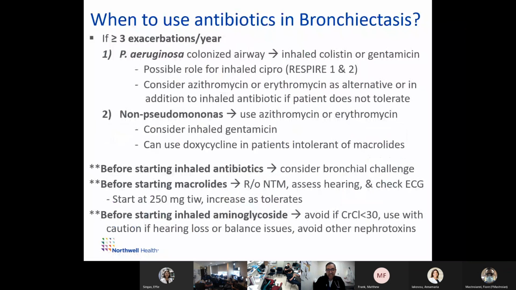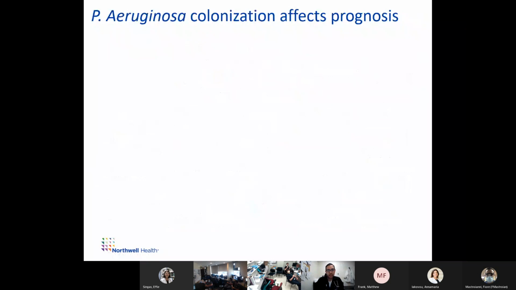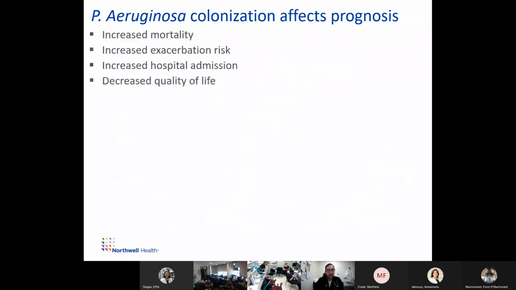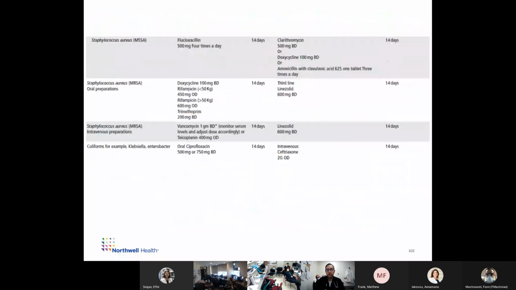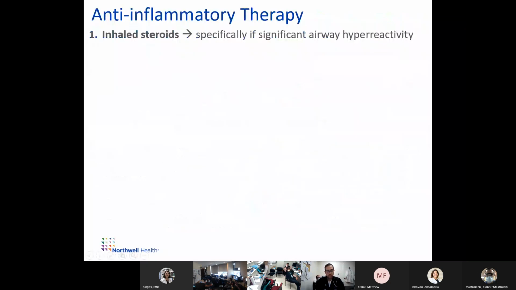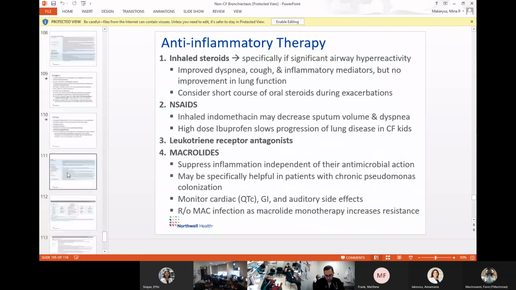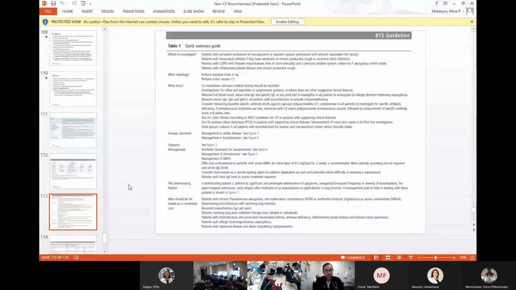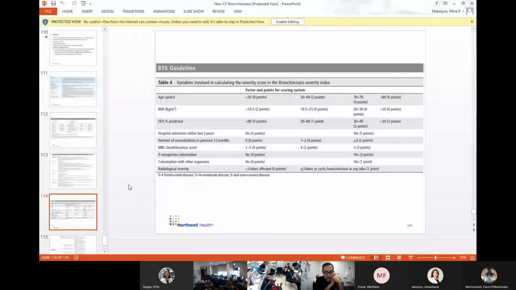All right, I think I'm going to stop there, but if you guys have any questions, I'm going to share the PowerPoint with you. At the end I included all the guidelines from ERS and BTS, including the different antibiotics that are used for the different bacteria, including MRSA and Pseudomonas. I included the main images and the main tables here for you guys to have. Any questions you guys might have?